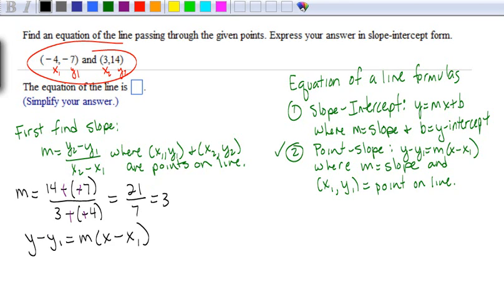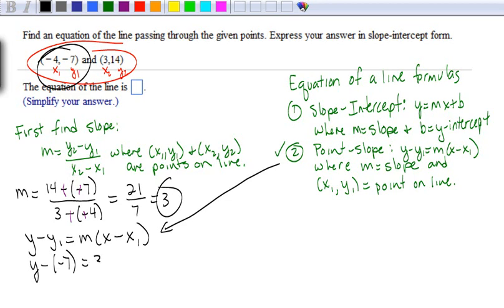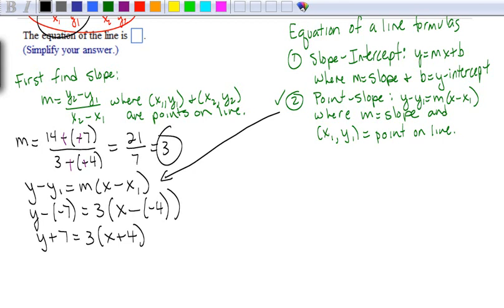Now I have a slope and a point, so I can use my point-slope formula. And I can plug in x1, y1, and I can plug in my 3, leaving the y and x alone. So let's try that. Y minus, again, negative 7, because a minus from the formula and another negative 7 for the number, equals 3 parentheses x minus from the formula and another negative 4. So it really turns out to be y plus 7 equals 3 times x plus 4. That is the equation of the line.